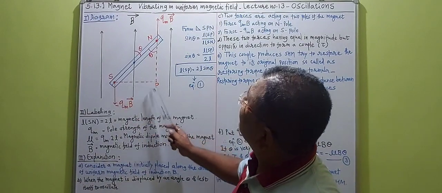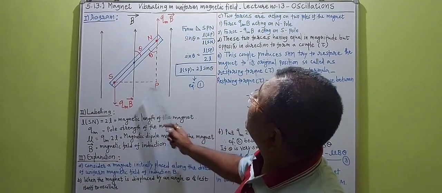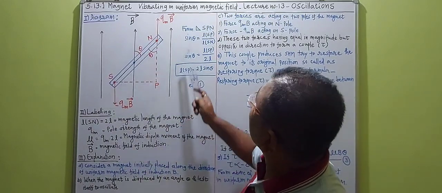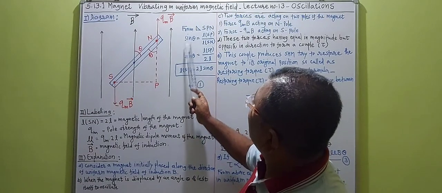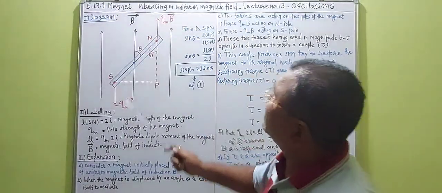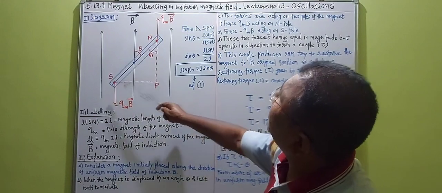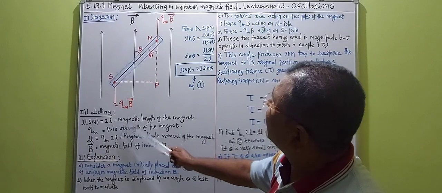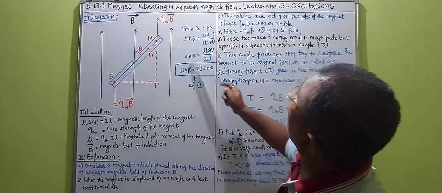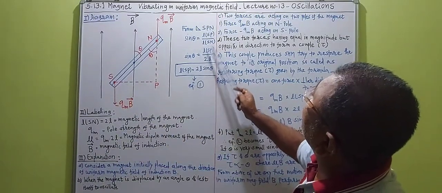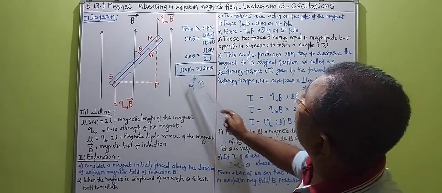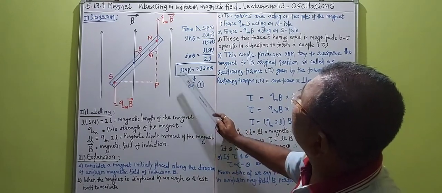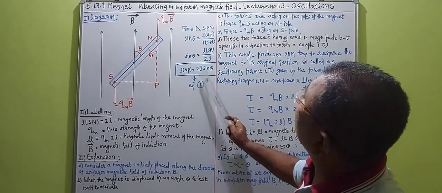So what is the formula for the length of SP? Consider the triangle SPN. From triangle SPN, what do we get for sin theta? Sin theta is equal to SP upon SN. The length of SN is equal to 2L, that is the magnetic length of the magnet. So the length of SP we get is 2L sin theta. This is equation 1.